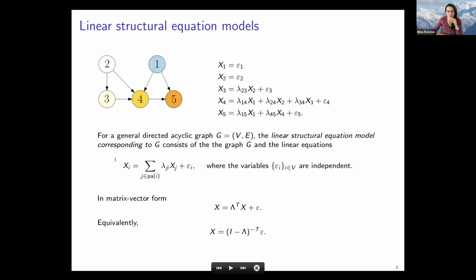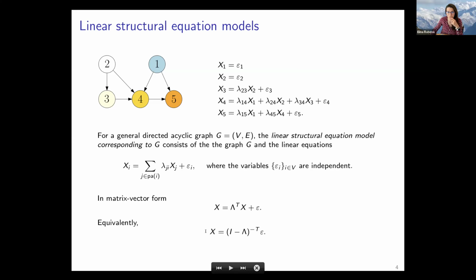Okay, and so for these linear structural equation models, you can rewrite the equation in matrix vector format. So you can write the vector x equals lambda transpose x, where lambda is the matrix of coefficients, plus the noise vector epsilon. And note that lambda is going to have zeros if there's no edge. So lambda ji will be 0. I guess it's lambda transpose. So lambda ij will be non-zero if there's an edge from i to j. So lambda actually contains the information of the graph and basically the whole model because it has the coefficients.